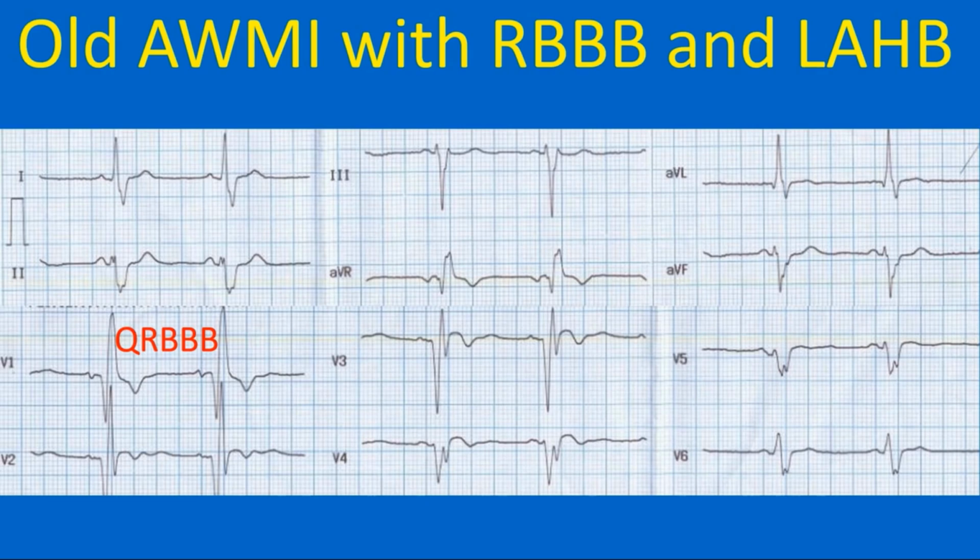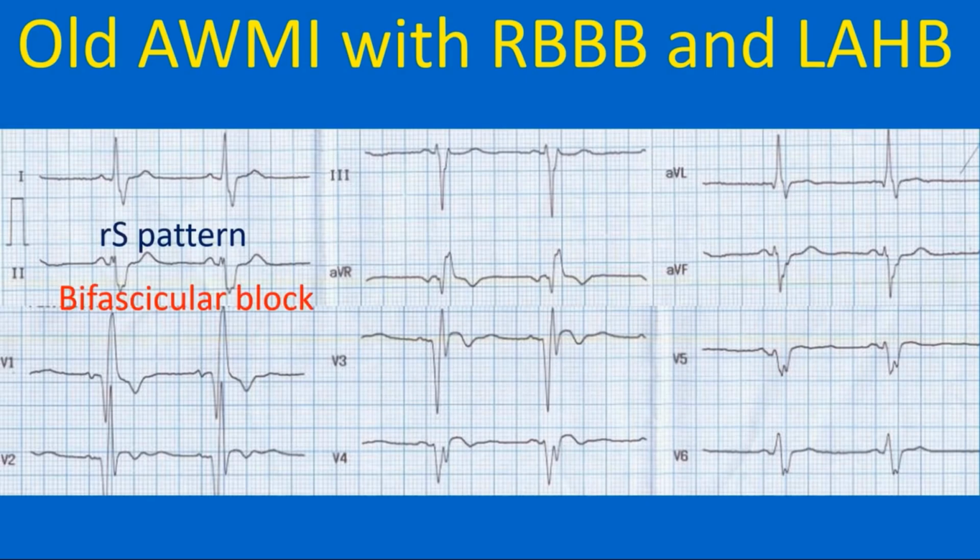There are Q waves in V1 to V4 suggestive of old anterior wall myocardial infarction. Inverted T waves in V1 to V3 can be accounted for by RBBB as well as old myocardial infarction, but the ST segment is elevated, indicating the contribution of myocardial infarction possibly with a dyskinetic segment.